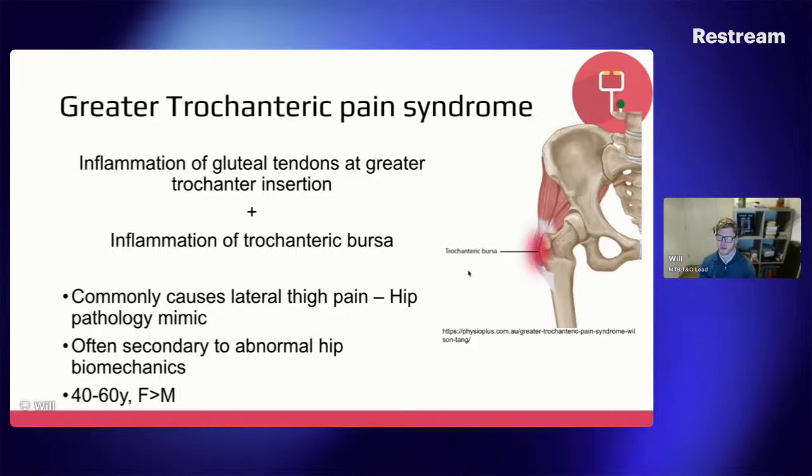Very commonly, greater trochanteric pain syndrome is secondary to abnormal hip biomechanics. So that can be some of those developmental issues we talked about earlier. It can be people limping if they have issues with their knee or ankle on the same side, or in fact even on the contralateral side. But any abnormal loading through this area is going to cause that irritation. Typically this is seen in 40 to 60-year-olds, so middle-aged people. And again, it's more common in females than males. As I said, this red arrow is showing where the gluteal tendons are inserting on the greater trochanter.